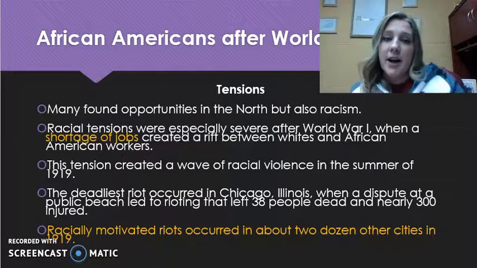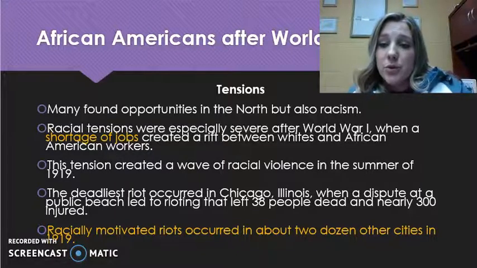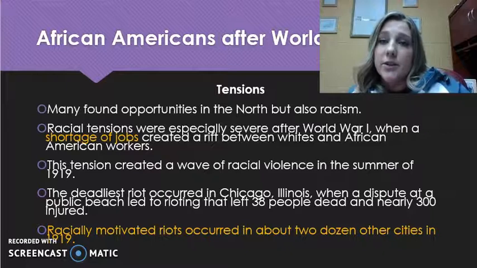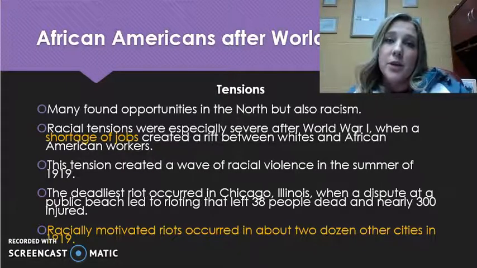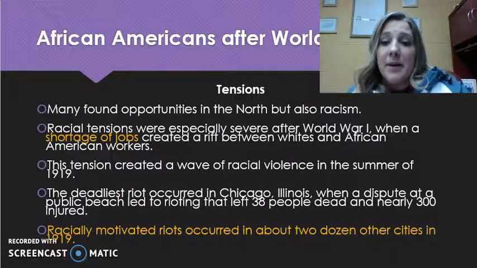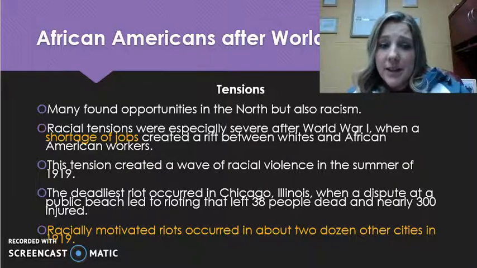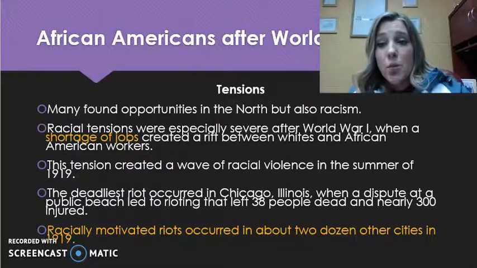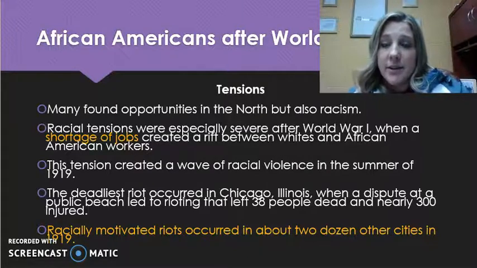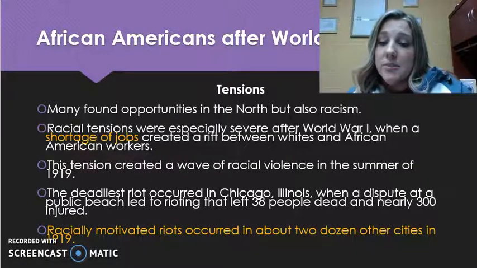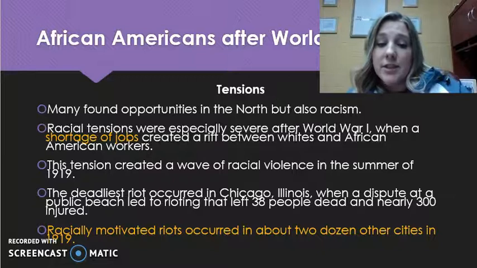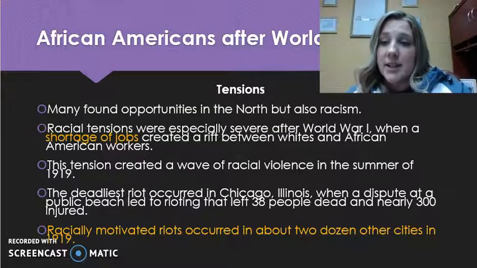And now we're on African Americans after World War I. Okay, now I already told you that a lot of African Americans moved to the north because they wanted to find job opportunities during the war. After the war, men are coming home from World War I, and they're going to find a shortage of jobs because women and African Americans have filled those jobs. So this created a rift between the whites and the African American workers, and there's a lot of racial tension that comes out of that. There were a lot of riots that occurred because of this. About 24 other cities broke out into these racial riots in 1919.